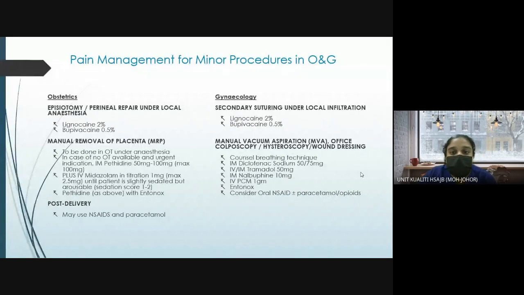In minor gynecological procedures such as secondary suturing, under local infiltration, lignocaine and bupivacaine are given. Manual vacuum aspiration, colposcopy, hysteroscopy, or wound dressing: counsel breathing technique, IM diclofenac sodium 50 or 75 mg. IV or IM tramadol can be given, and IM nalbuphine 10 mg can be given. IV paracetamol 1 gram, Entonox, and consider oral NSAIDs, including paracetamol and opioids.